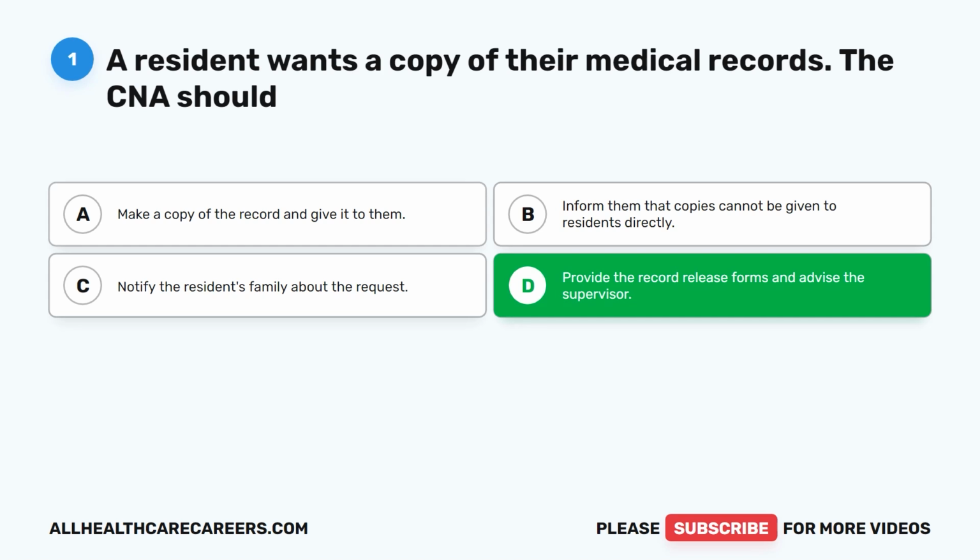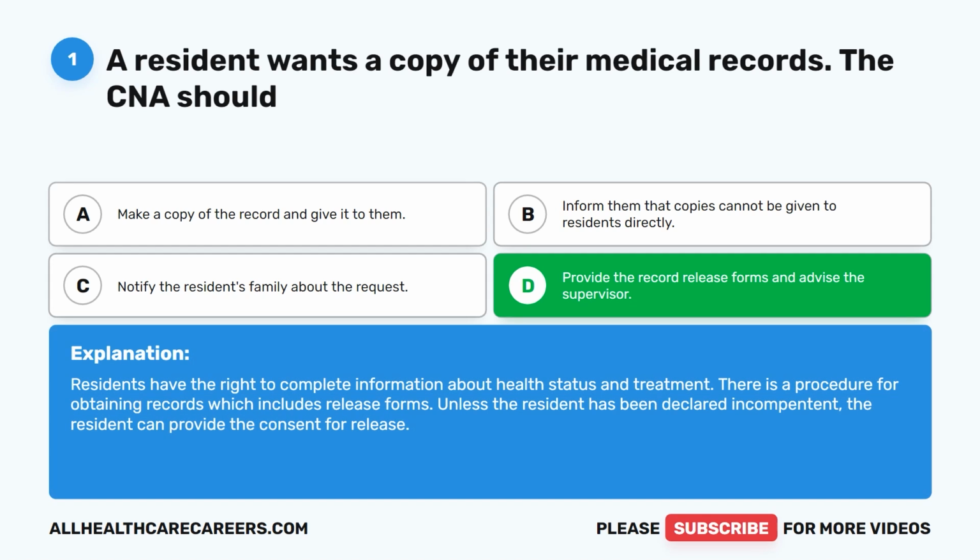Provide the record release forms and advise the supervisor. Residents have the right to complete information about health status and treatment. There is a procedure for obtaining records which includes release forms. Unless the resident has been declared incompetent, the resident can provide the consent for release.